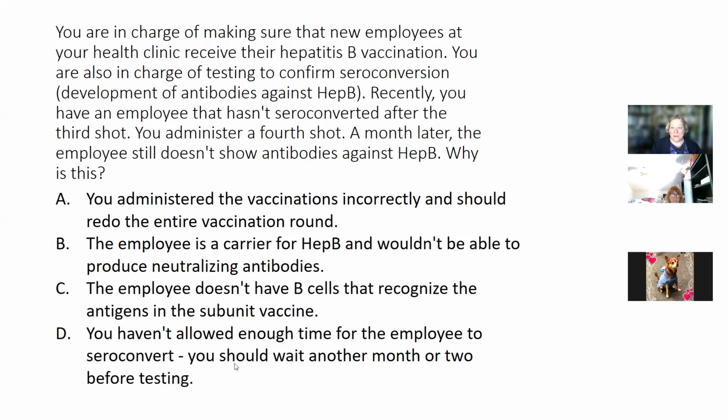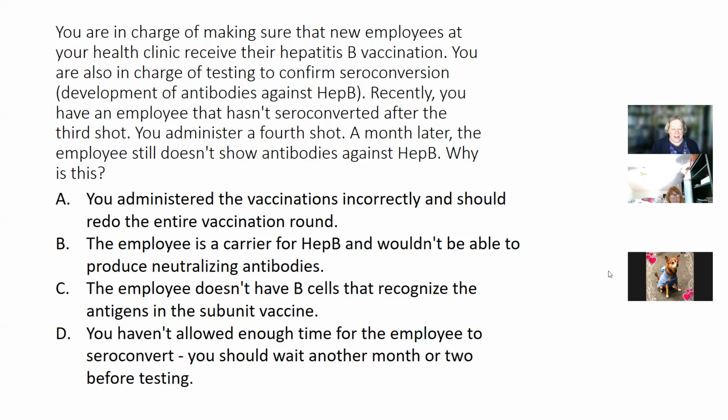All right, so we also had another answer: you haven't allowed enough time for the employee to seroconvert. That's a very, very slight possibility because generally speaking, we start seeing antibodies within 3 to 5 days. We start getting good levels closer to a month out, but we start seeing antibody levels pretty quick. Detectable levels, I should say.